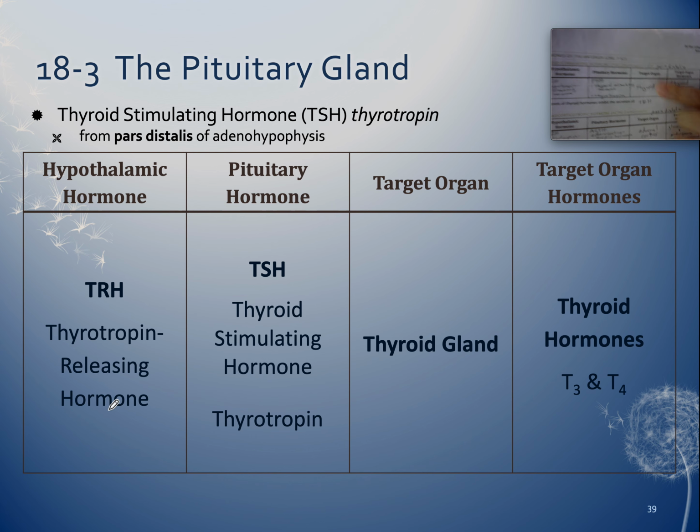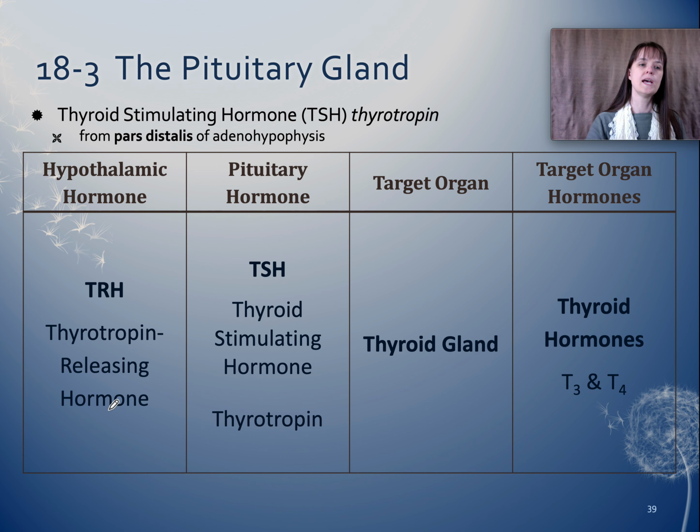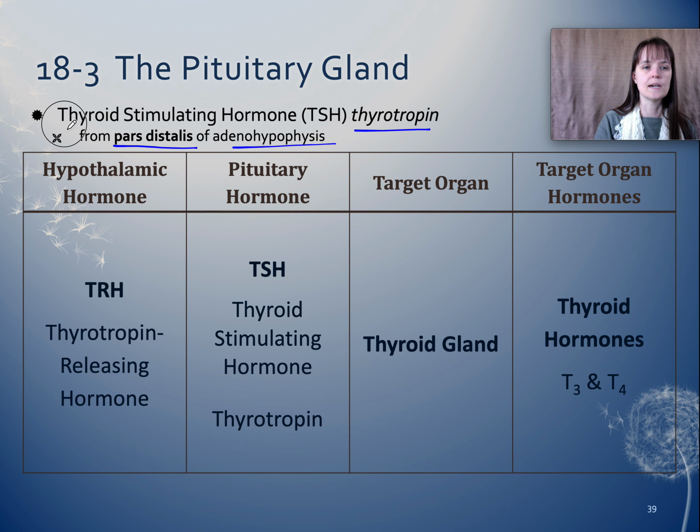The book starts with the pituitary hormone, the target organ, and then goes back and tells you which hypothalamic hormone starts the whole thing. But I like to start with the hypothalamic hormone because that starts the whole thing. So we have here thyroid stimulating hormone, which was thyrotropin, and it's from the pars distalis of the adenohypophysis. Now they changed the names of the pituitary hormones. They did not change the names of the hypothalamic hormones, so we still need to know these tropic names.